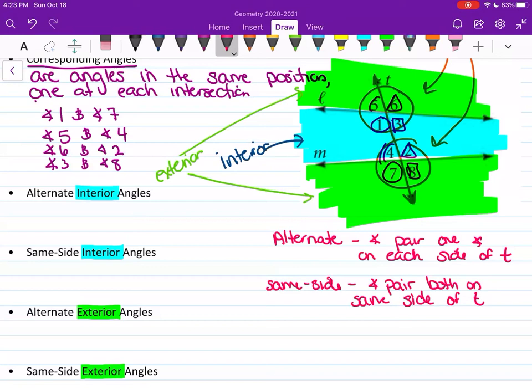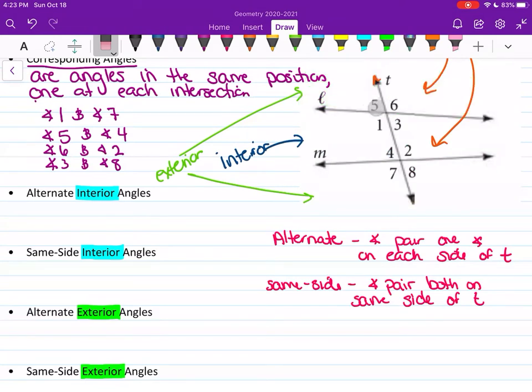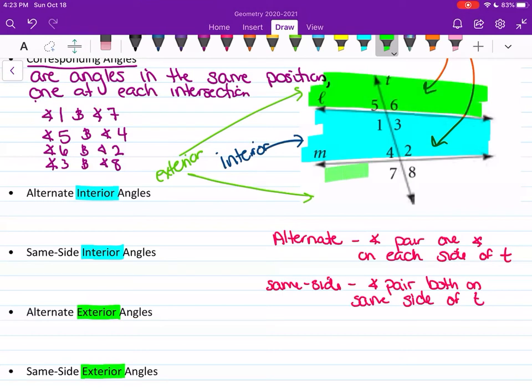All right, so if I look at alternate interior, all my angles have to come from the interior, so I'm only looking at 1, 3, 4, and 2. Let me erase some of this writing. I'll put highlighting back in a second, just so we have some space here to look. So interior was blue, exterior was green. Without those shapes, it makes it a little easier to read.